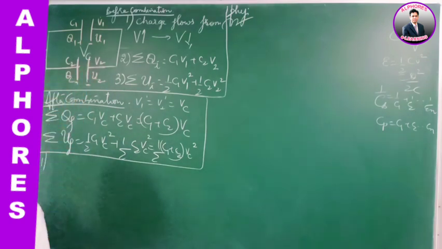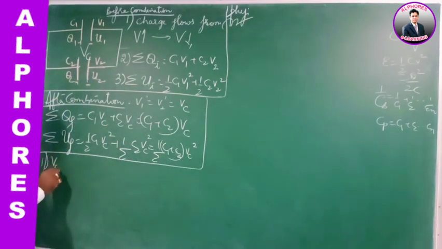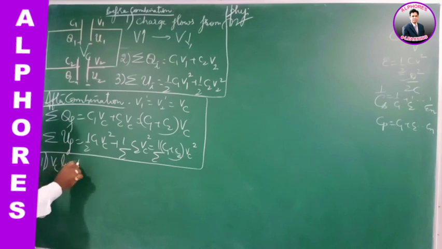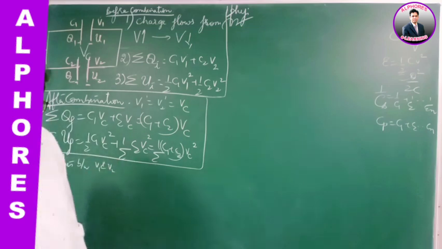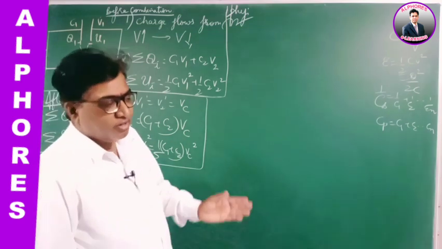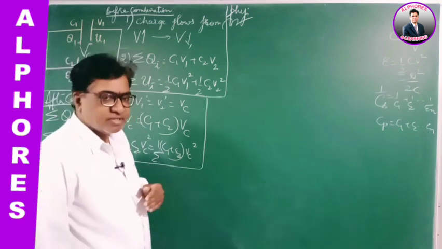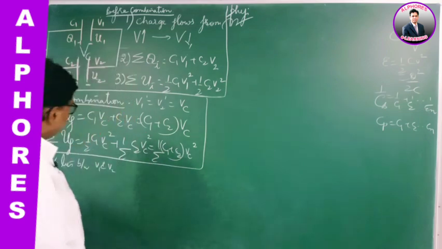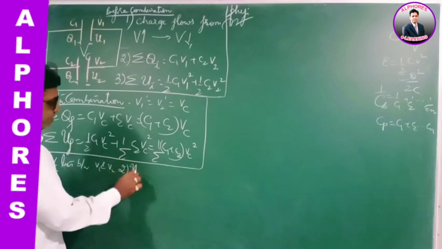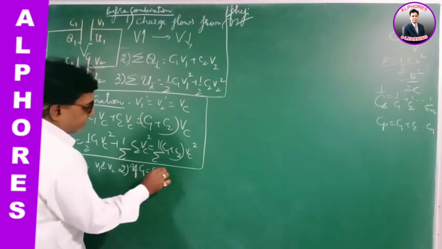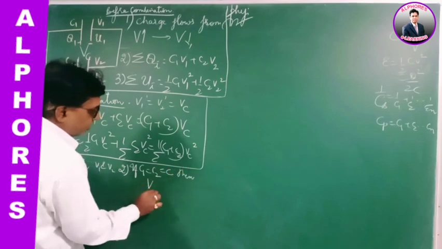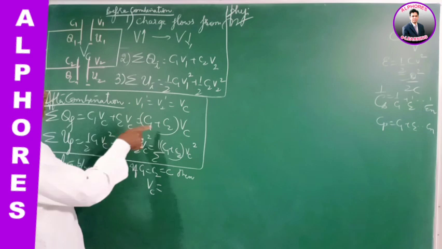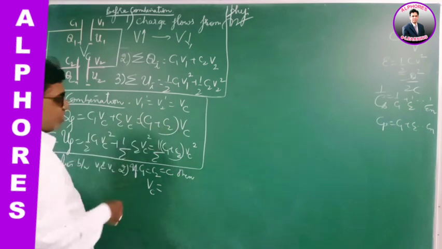So let us suppose Vc lies between V1 and V2, the common potential, right? So it always lies between the minimum and maximum potentials. Second, suppose C1 is equal to C2 is equal to C, then from this we can write down the common potential.